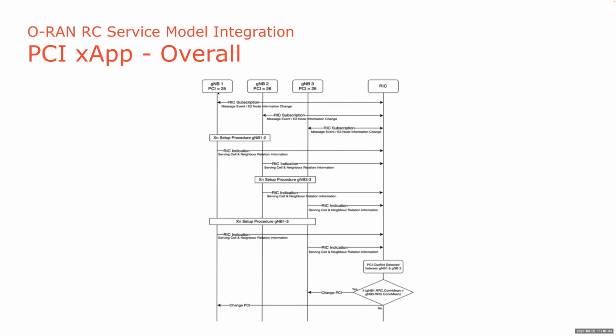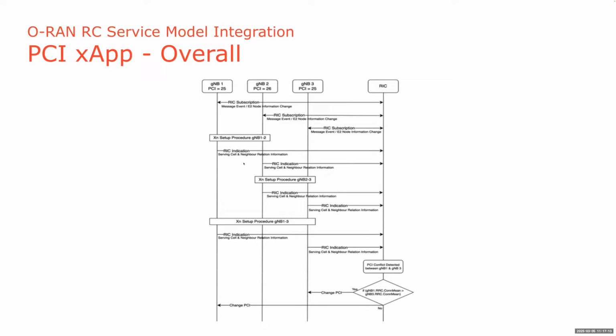If that happens, then gNode B1 and gNode B2 send the indication message to the RIC. Let's focus on gNode B1. In the indication message from gNode B1, it has its neighbor cell, in this case gNode B2, and its PCI information. Then the RIC will know gNode B1's PCI as well as gNode B1's neighbor, that is gNode B2. Likewise, gNode B2 sends the indication message to the RIC, then the RIC will know gNode B2's neighbor is gNode B1 and gNode B2's PCI is 26.